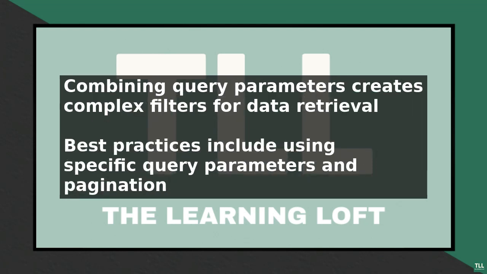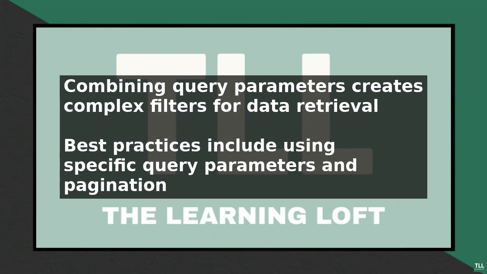Step 6. Best practices. When filtering the Bill.com API SDK, it is best to use the most specific query parameters possible. To reduce the amount of data transferred, you should also use pagination to limit the number of results returned in each response.